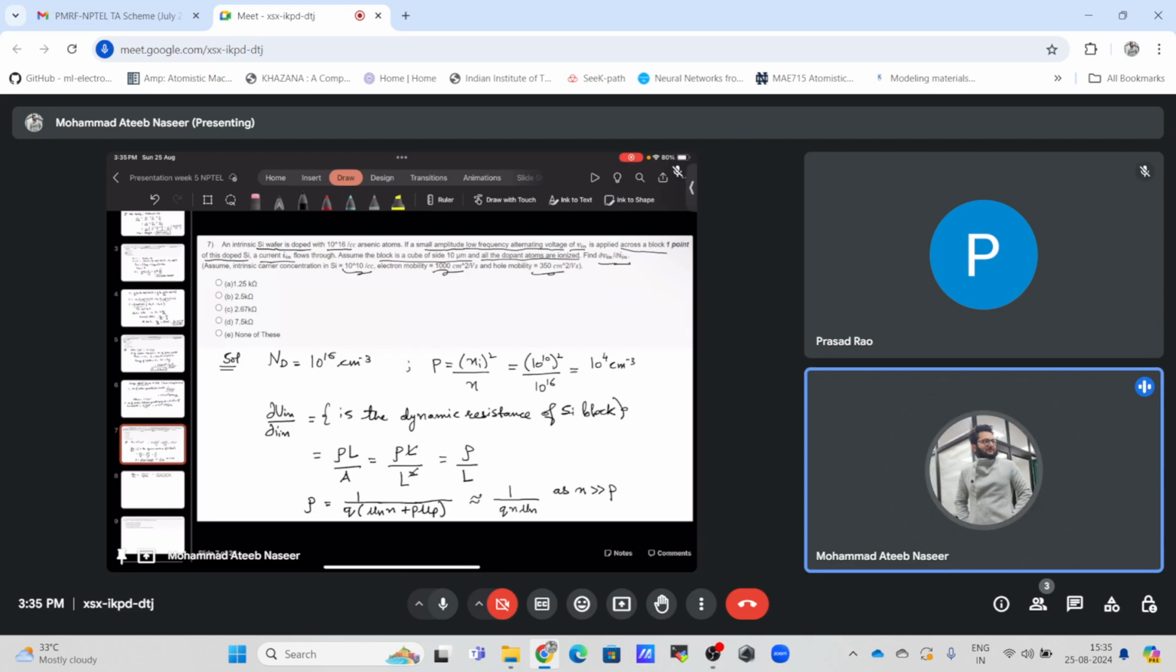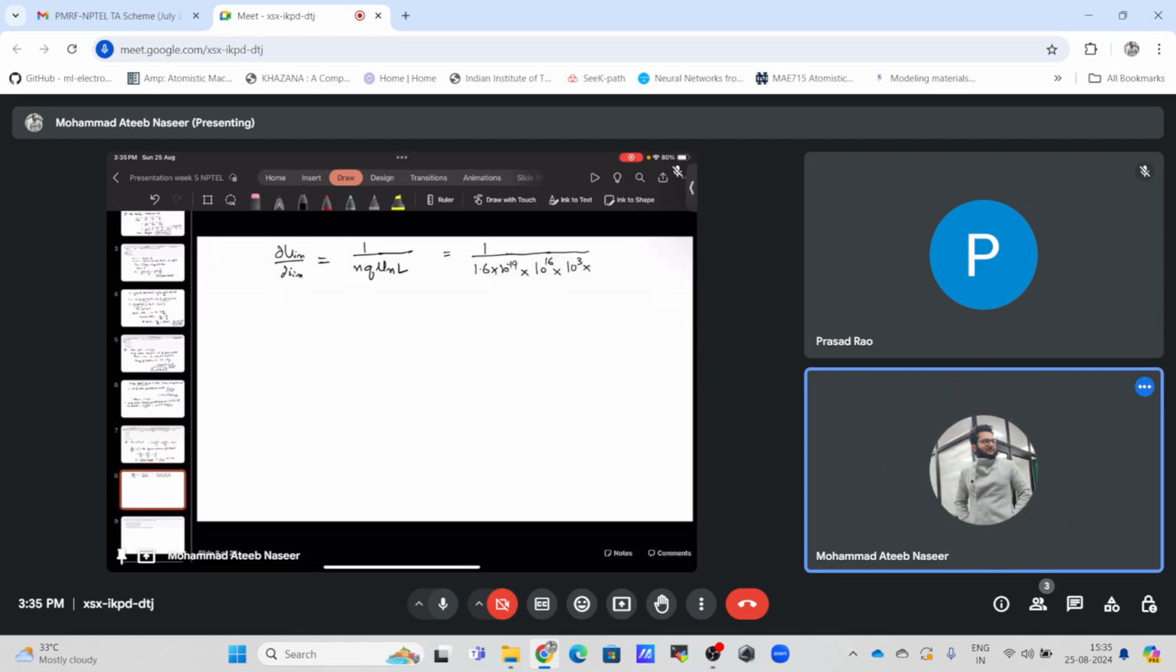10 micrometer, or if I convert it into centimeter, it will be 10 into 10 to the power of minus 4 centimeter. We are dealing in centimeters, because the value of the electron concentration that we took was in per centimeter cube. Similarly, the mobility was in centimeter square per volt second. As a result, L has to be taken in the units of centimeter only.